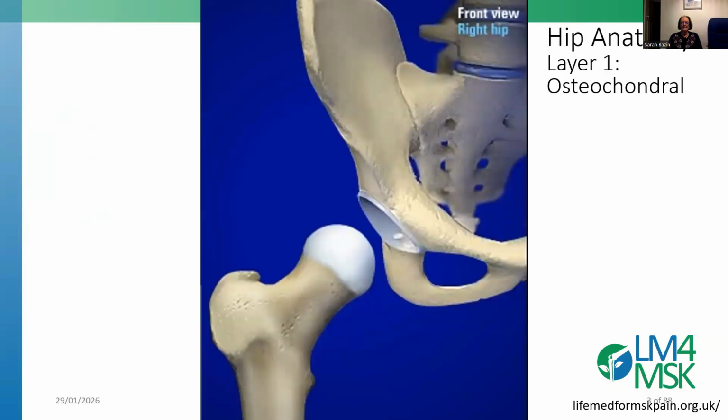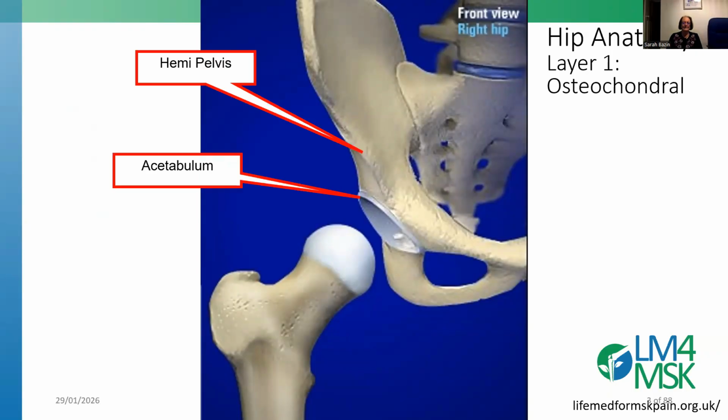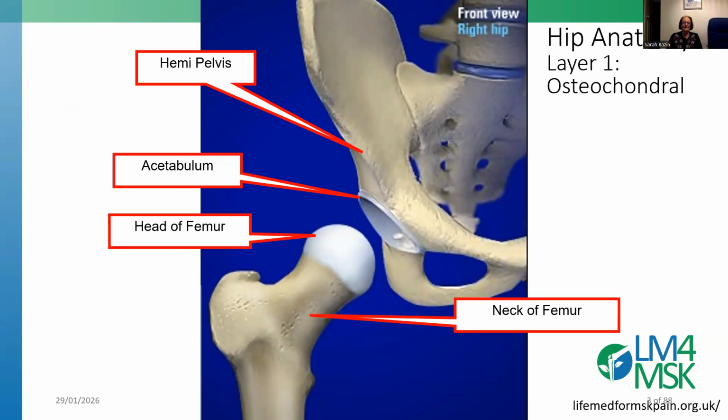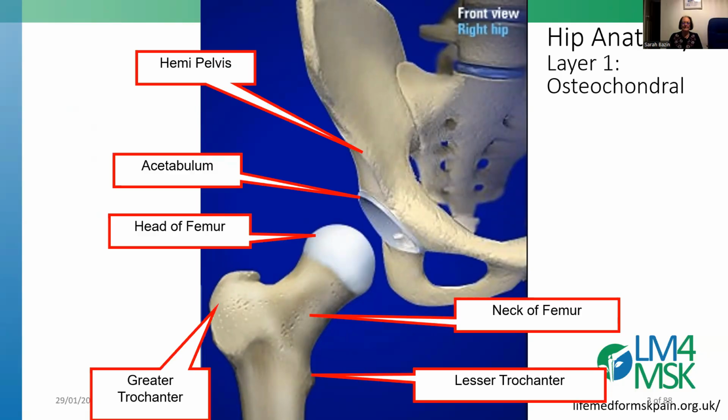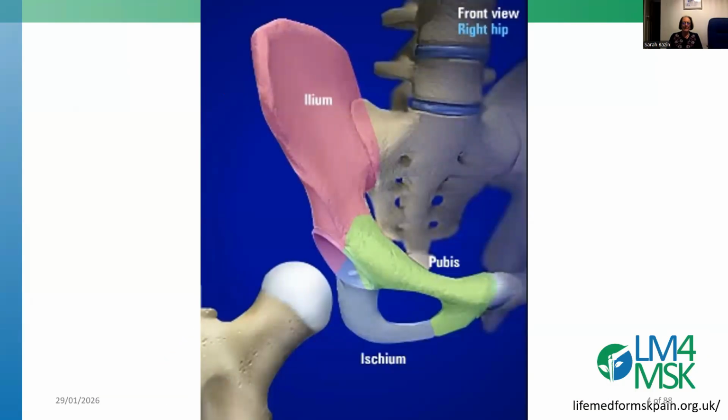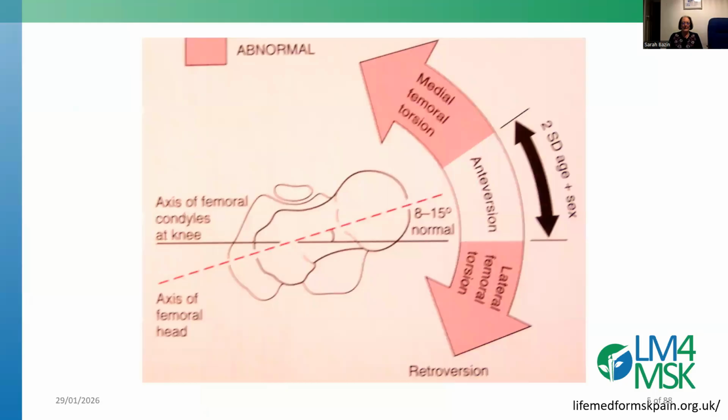So looking at the anatomy, we are going to look at the osteochondral part first, that is the bones. You have the pelvic bone and the femur, and they articulate through the hip joint, the acetabulum and the head of the femur. So that's the hemipelvis, the acetabulum or the cup, then the head of the femur, that's the ball, the neck of the femur, the lesser trochanter and the greater trochanter. The ilium, the pubis and the ischium become the innominate bone, or three bones together. As a child, while we were developing, it was three different bones, but once we are an adult, it becomes a single bone and it fuses at the acetabulum. So it's three different bones that fuse at the acetabulum that makes the cup.